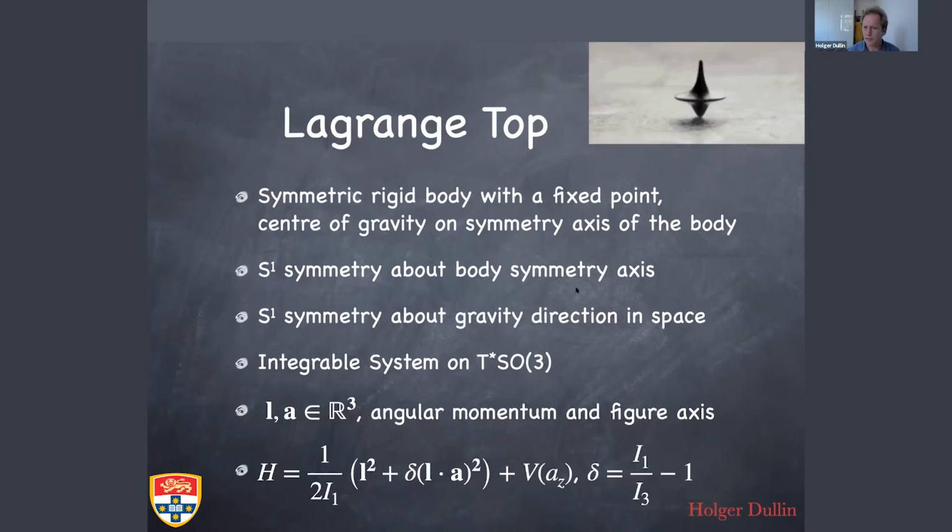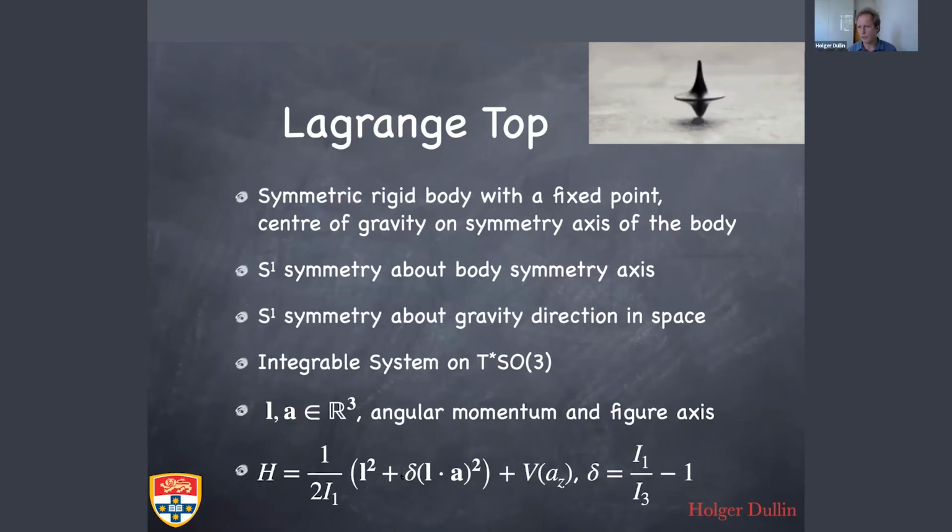And so the system has two symmetries, rotating the body, and it also has gravity acting. And if you rotate space about the axis of gravity, that's another S1 symmetry. Because of these two symmetries, we have two conserved quantities, and we have a Liouville integrable system on the cotangent bundle of SO(3). And just a bit of notation that I'll use later on. These vectors L and A, the three-dimensional vectors, are the angular momentum and the figure axis of the top. And one slightly unusual aspect of my treatment of the Lagrange top is that I will do everything in the spatial frame.